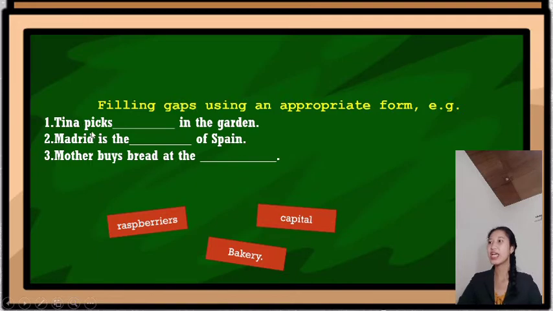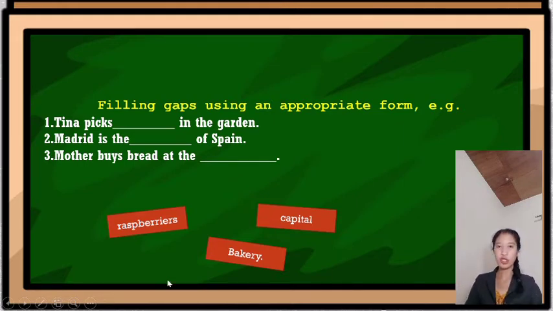Okay, first sentence. Tina picks blank in the garden. What do you think Tina will pick in the garden? Think critically. Can Tina pick the capital? Can Tina pick the bakery? It is impossible. You might be a superhero if you can pick a bakery or a capital. What do you think? It is obviously the fruit, raspberries. It can be picked by your teeny tiny little fingers.